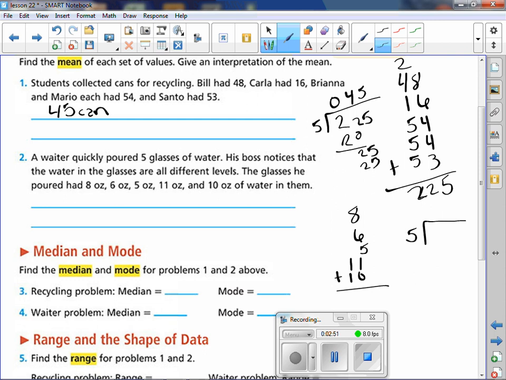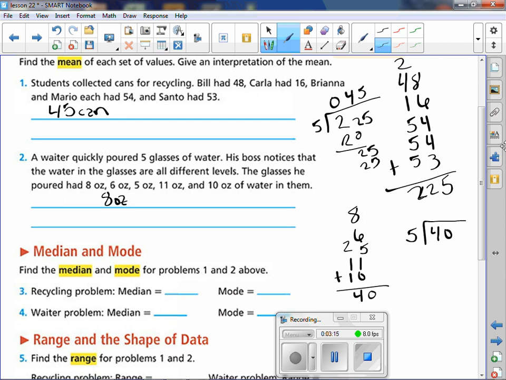All right, welcome back. Let's do 8 plus 6 plus 5 plus 11 plus 10, which is 40. 40 goes under here. 40 divided by 5 is 8. So about 8 ounces. That was the average, or mean, of it.